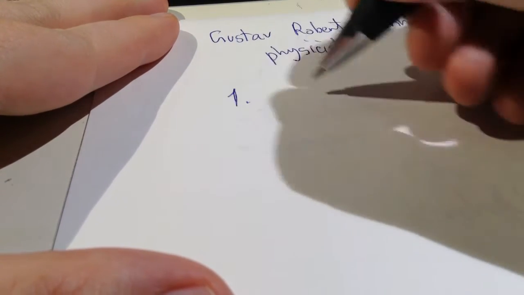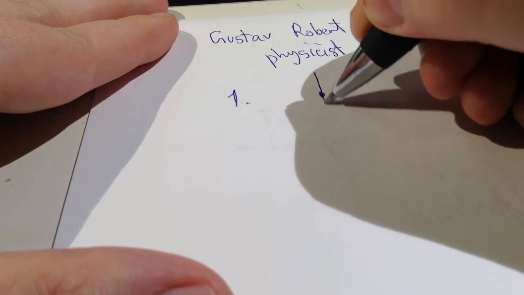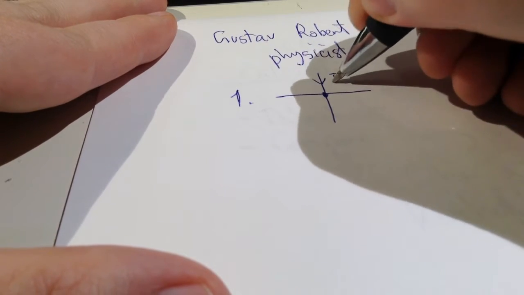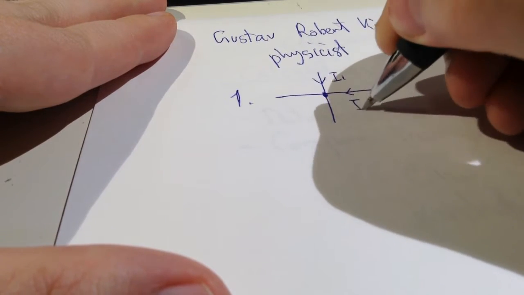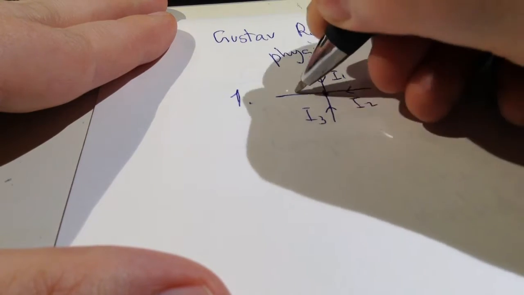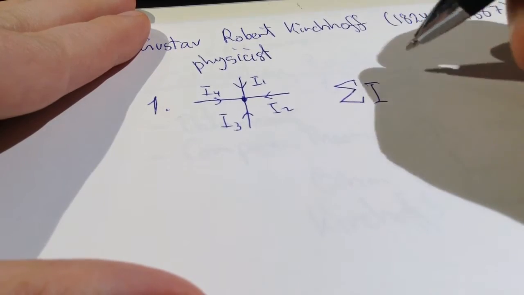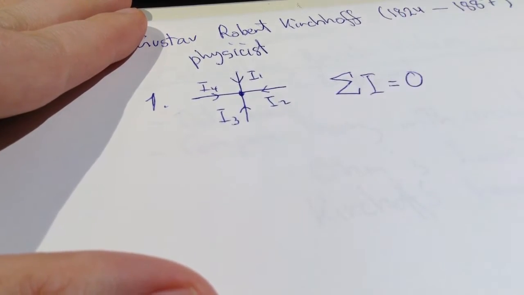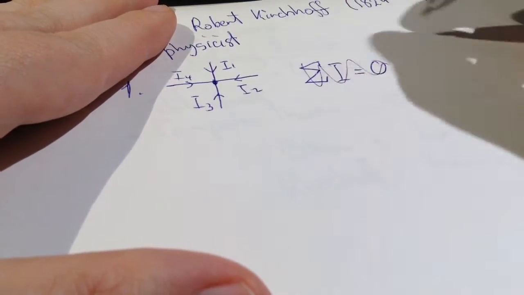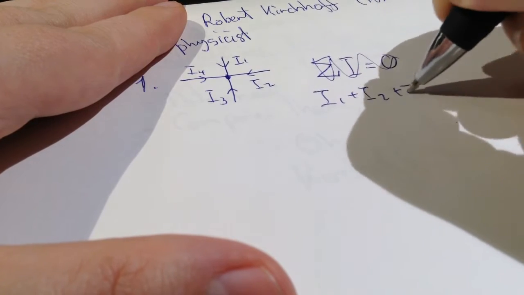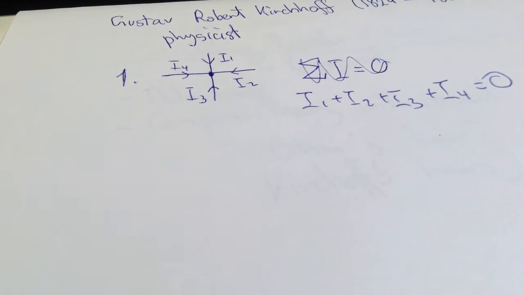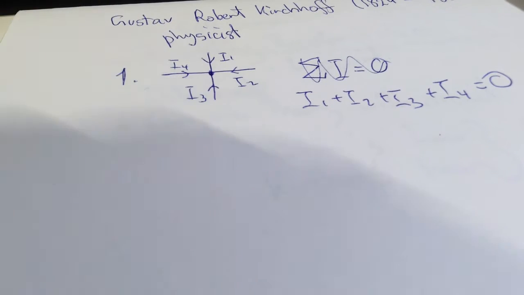And the first one is current. The sum of current going into a node equals 0. And that's the principle of energy conservation. So here I'm starting to write it with a sum, but sorry, forget that. It's better to write it like this, so you understand what we are talking about. So the sum of all the currents equals 0.